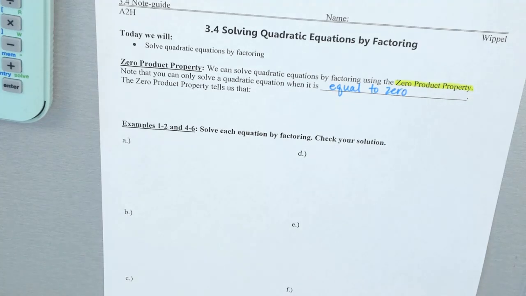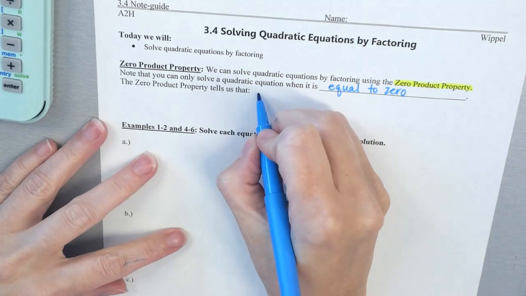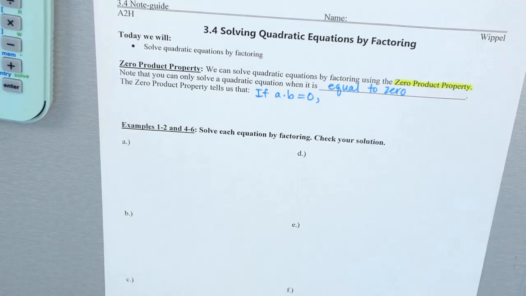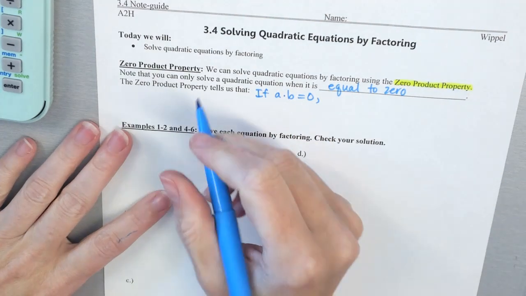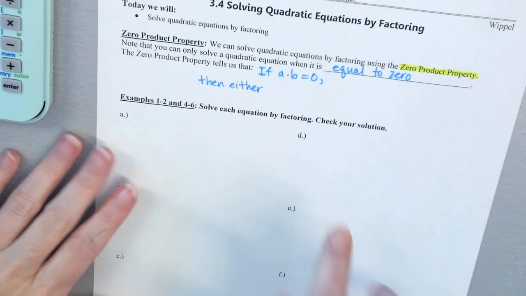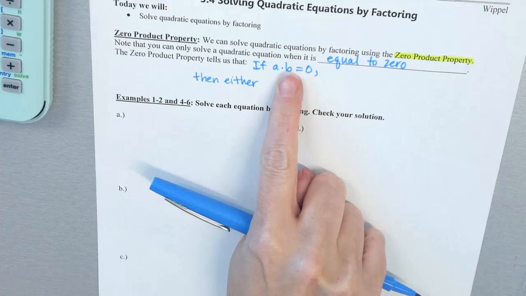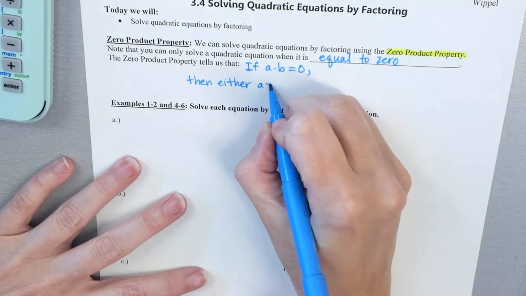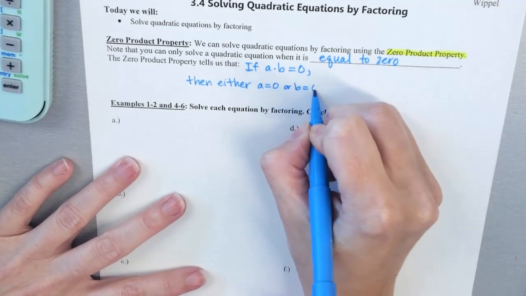So when you're solving, a lot of times you are going to have to move everything over so that it is equal to 0. And the zero product property says if A times B equals 0, then one of two things has to happen. If two things multiply to 0, what do we know about one of these? One of them has to be 0. We don't know which one. It's either A equals 0 or B equals 0.